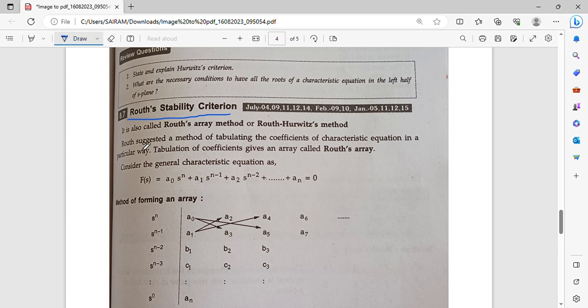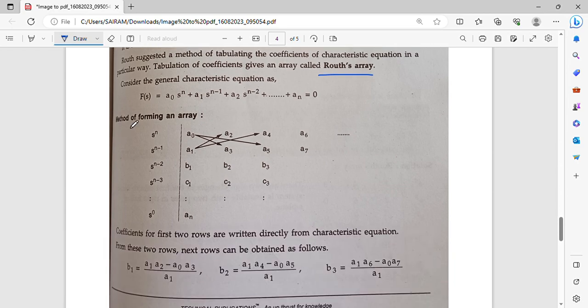Routh suggested a method of tabulating the coefficients of a characteristic equation in a particular way. So he found a particular way to tabulate the characteristic equation coefficients. That is not like Hurwitz's criterion, this is different. The tabulation of coefficients gives an array called Routh's array. So it is called the Routh array. Tabulation of coefficients is nothing but the Routh array. This is what we call the complete Routh array.